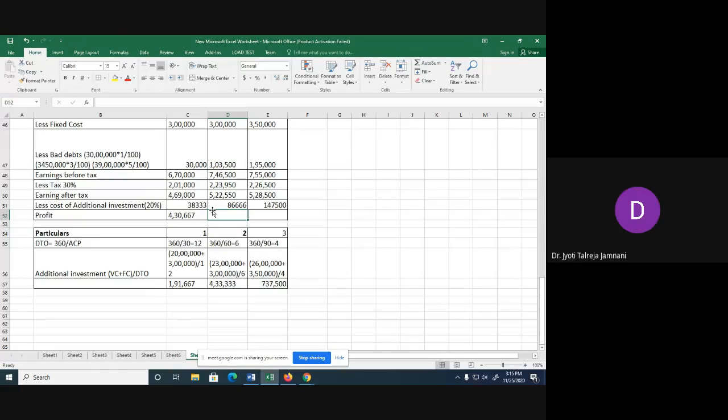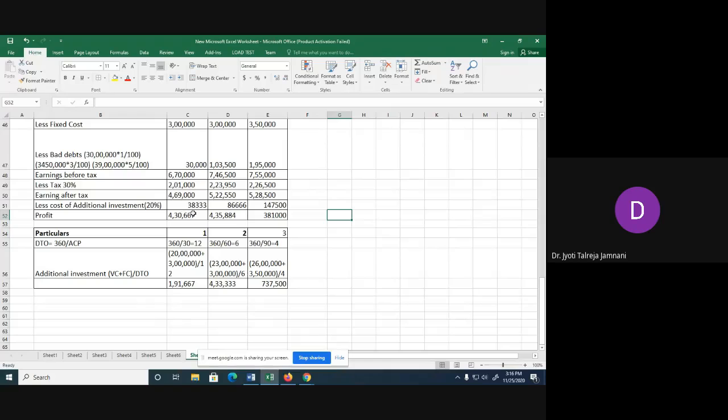5,22,550 minus 86,666 is 4,35,884. And in the last case, 5,28,500 minus 1,47,500 is 3,81,000.